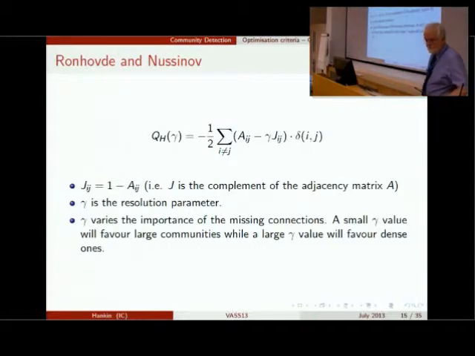So what this is kind of measuring is the difference between the connections you have in a community versus the connections you would have if the community were fully connected. Okay, so that's the kind of thing that it's trying to measure, and the gamma is the scaling parameter there, and it's essentially, if you like, giving you a way of tuning how important the missing connections are. And here, a small value of gamma would actually give you large communities, whilst a large value will give you denser communities. So those are all of the global criteria.